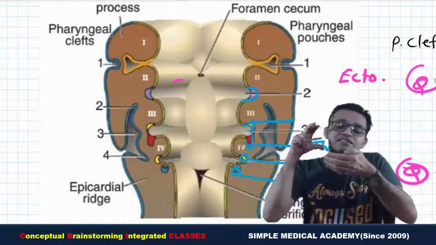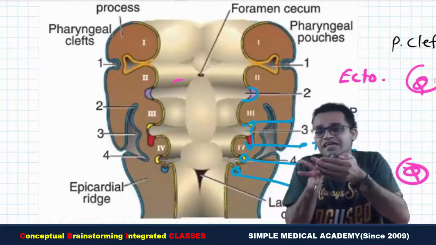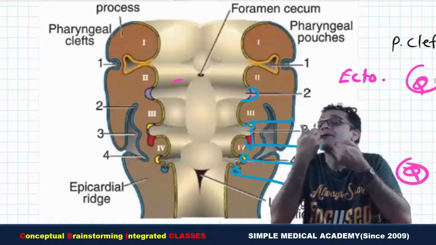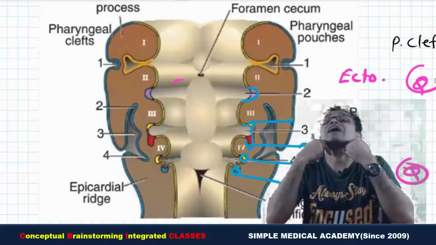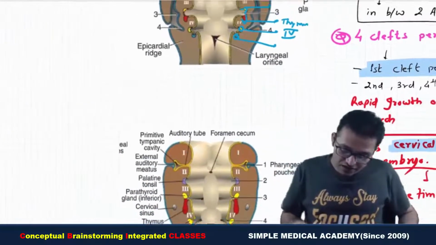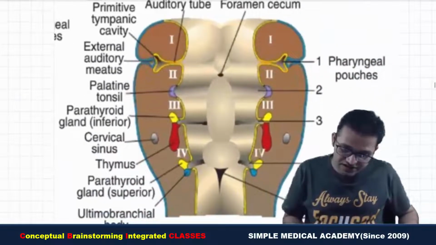You are looking at the pharyngeal cavity from the inside, and you are looking at the inner side structures. So what are the inner side structures? Yes: auditory tube opening, middle ear cavity, palatine tonsil. Yes, there is the parathyroid gland and thymus; these are all the structures. Okay, so now we are going to see these structures in their developed way.